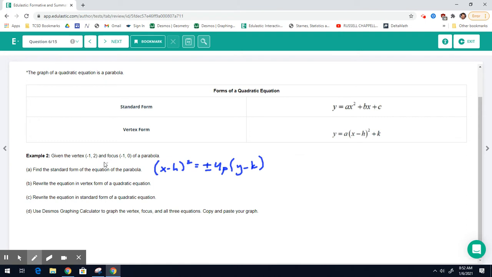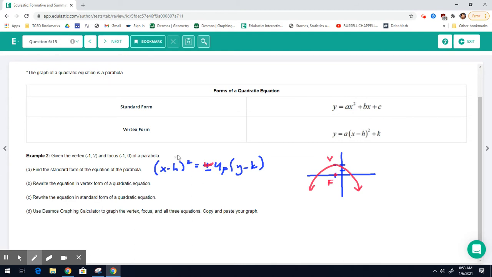So if I draw a quick little picture, here's my coordinate plane. My vertex is at (-1, 2). So that's my vertex. My focus is right there at (-1, 0), which means that my parabola must be opening down, because the focus is in the opening of the parabola. So that means that because it's opening down, it is going to be a minus sign.